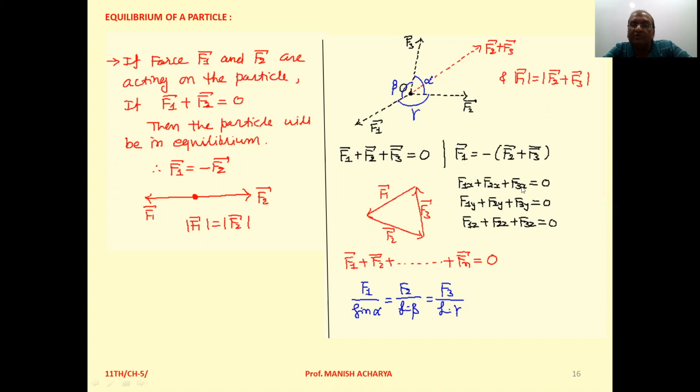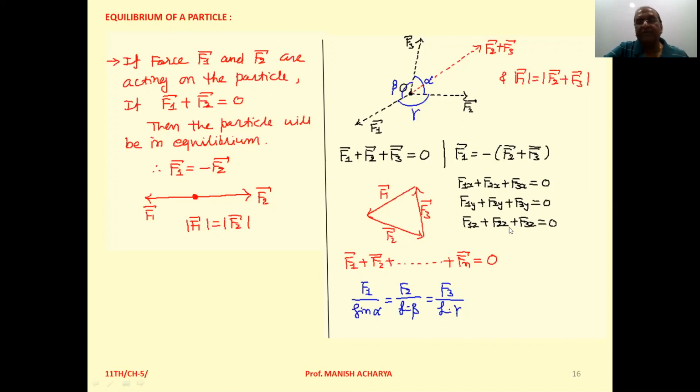And if the particle is in equilibrium, obviously the summation of these three forces is 0, means if we take the summation of x components of all these three forces, that will be equal to 0. Then the summation of y components of all these three will be 0, as well as the summation of z components of all these three will be 0. So analytically we can understand this thing by these equations.